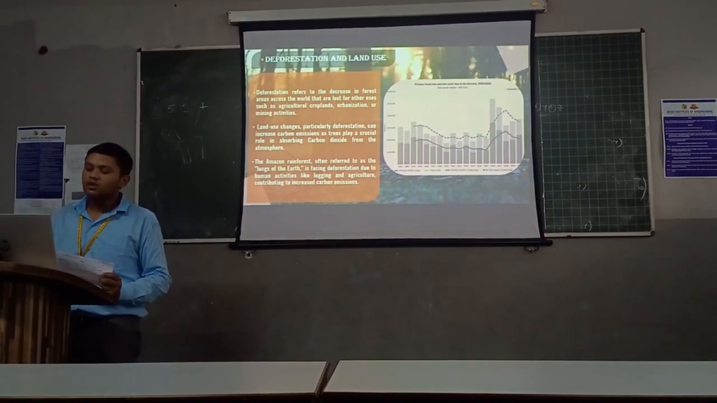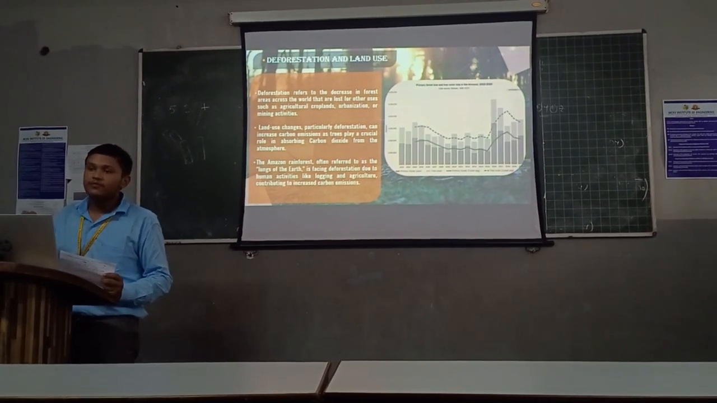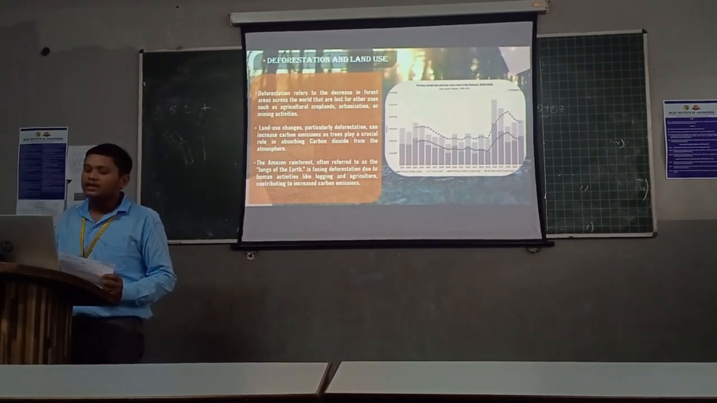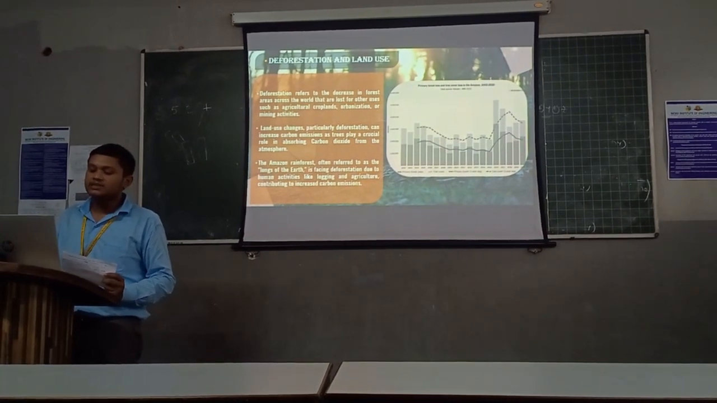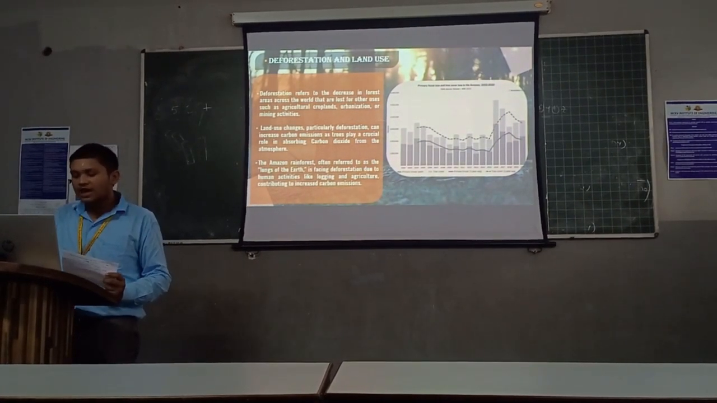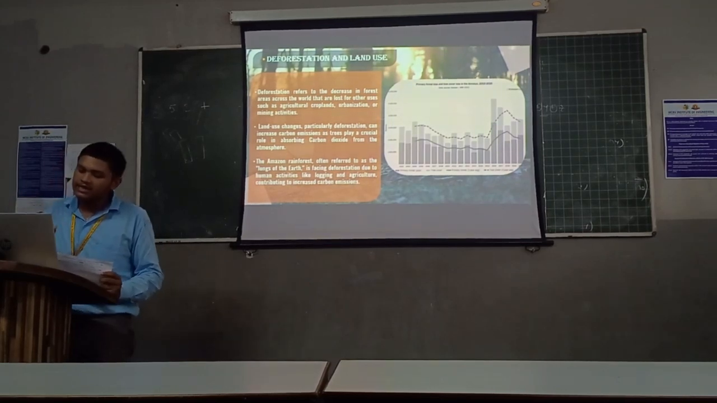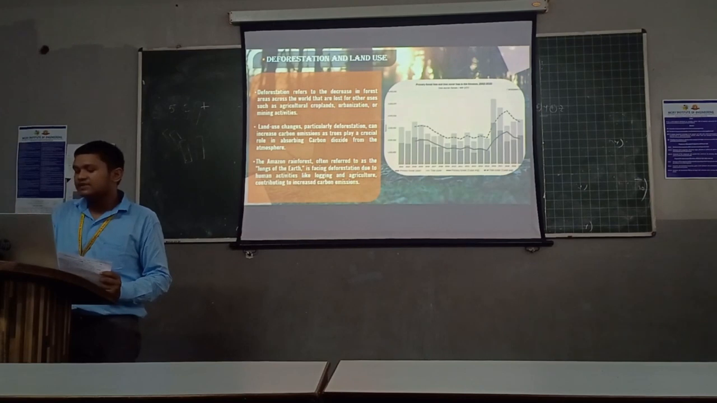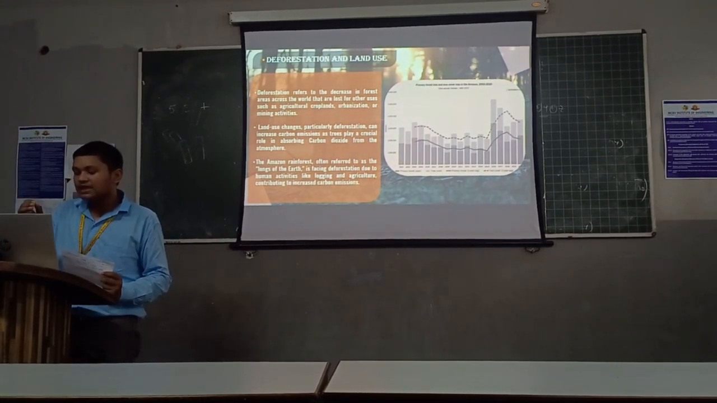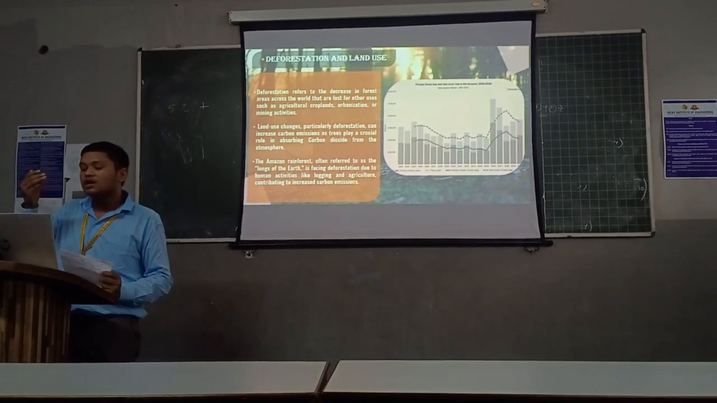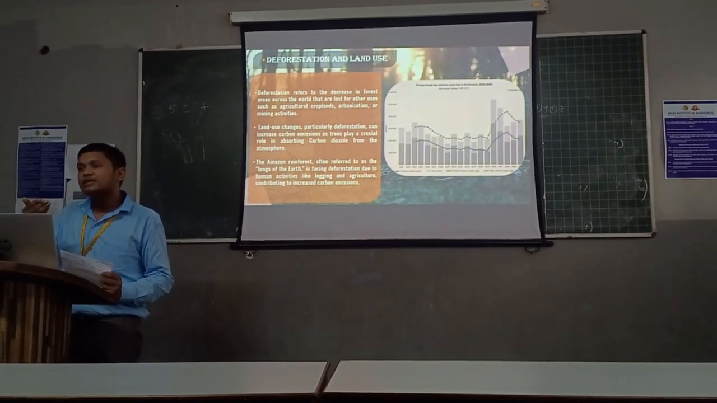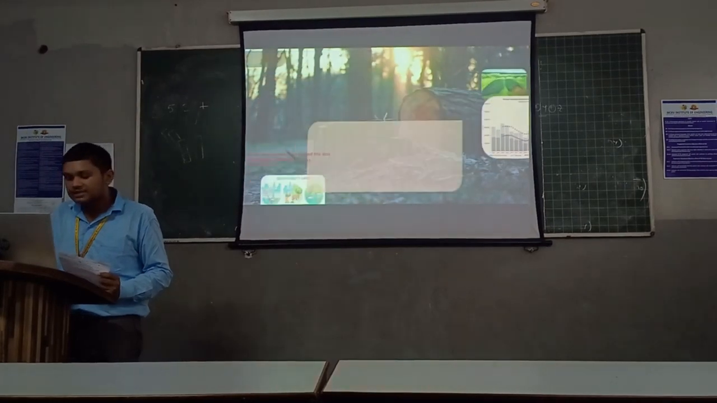The Amazon rainforest, often referred to as the lungs of the earth, is facing deforestation due to human activities like logging and agriculture, all contributing to the increased carbon emissions. Now there is a chart on the right. In this chart we can see that on the x-axis the timeline is mentioned, and on the y-axis the land area in hectares is mentioned. The broken line means the intended tree coverage, and the normal line reflects the actual coverage that we have now. We can see that it is much less than the intended tree coverage. Let's move on to the next slide.